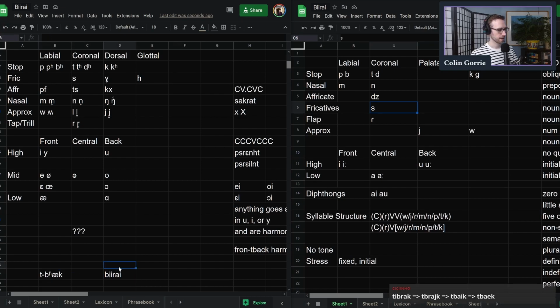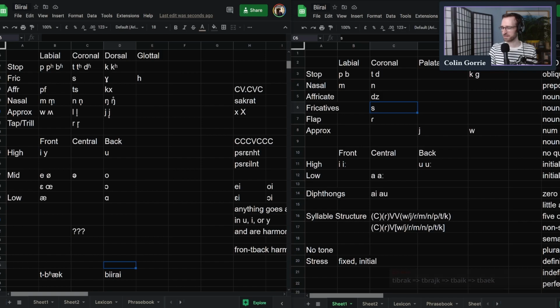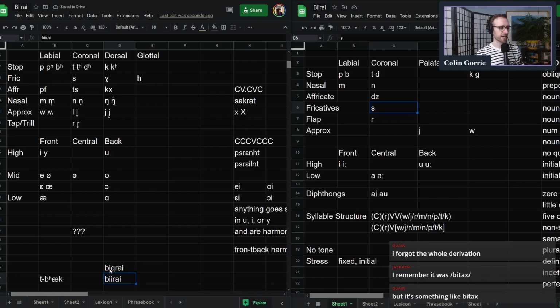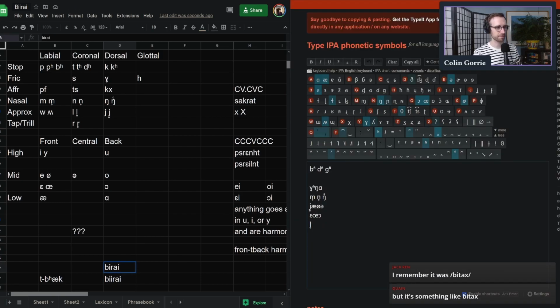Maybe Biirai. Cicinho, nice. Tbæk, Biirai. I like that idea. Let me try something. See what you think about this, because I had an idea. I think that the long vowels in Biirai might have some sort of an origin. What if we had something like Biirai, or Biirai? Yeah, let's make it a glottal stop.